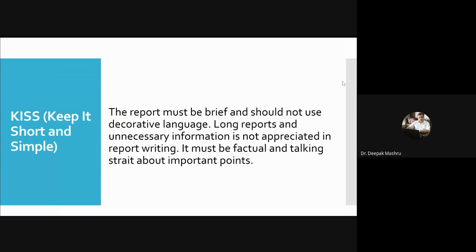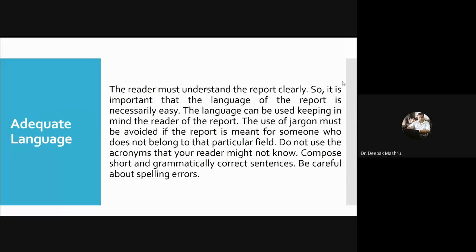Okay. Adequate language. As I told you, there are types of languages: formal language, informal language, language for spoken English, and language for written English. All are different things, right? And this is the problem that we face. For example, when you turn from spoken English to written English, you try to write the way you speak, and then you face a problem.